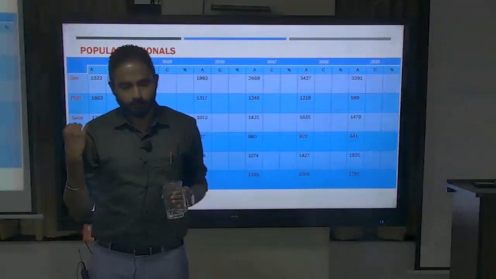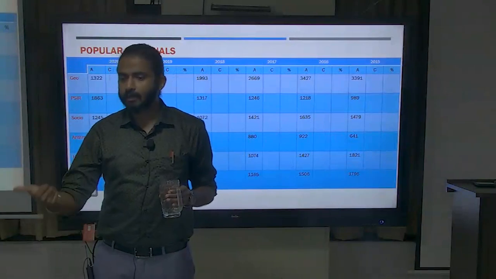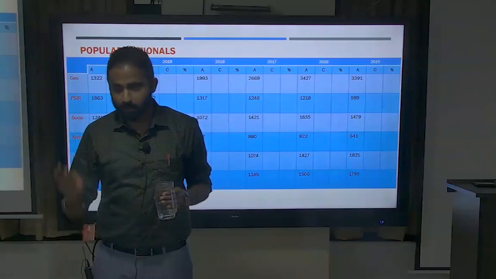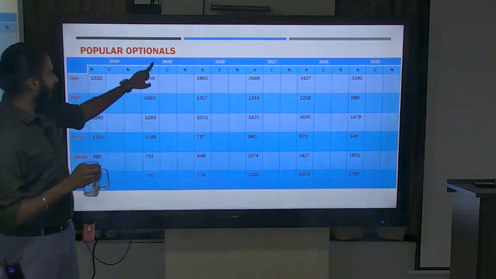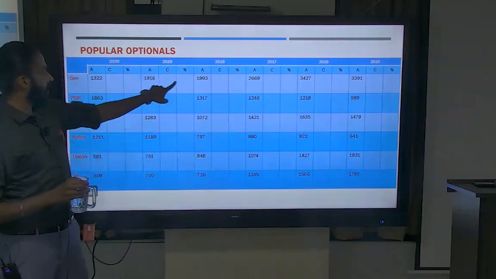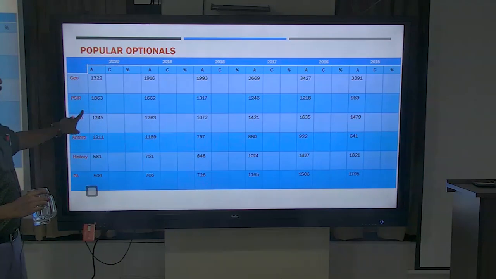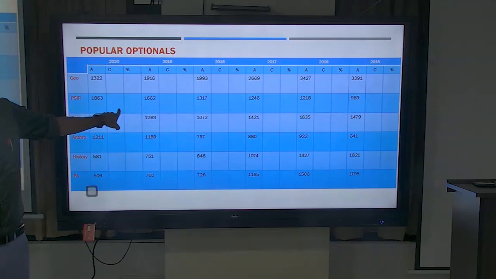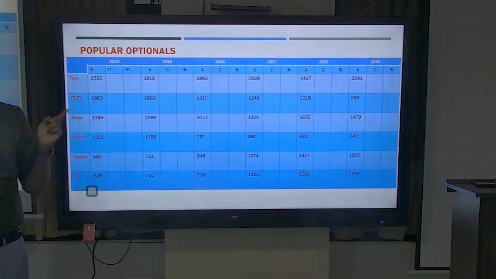There are six popular optionals. Which are they? Geography, History, PSIR, Sociology, Anthropology, and Public Administration. These are the six optionals where the maximum number of people write the mains. Till 2019, Geography was the most popular optional. Last year, 2020, PSIR was the most popular optional in terms of the number of people writing the mains. It is nothing but people picking the optionals. That is the only thing. Now, what you have to understand is the conversion ratio. What is called conversion ratio?